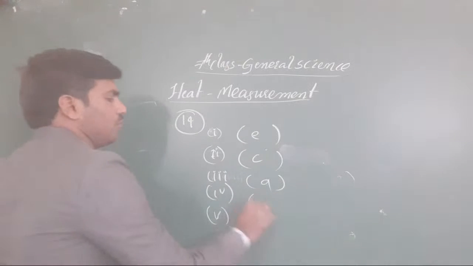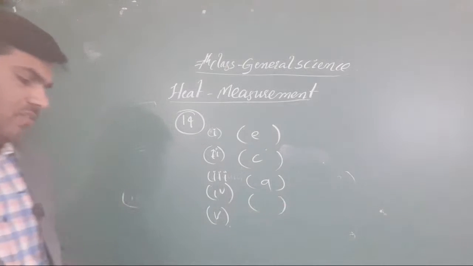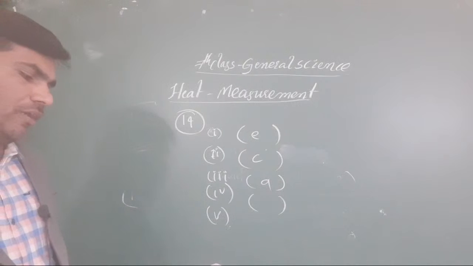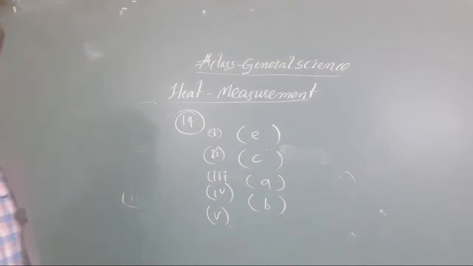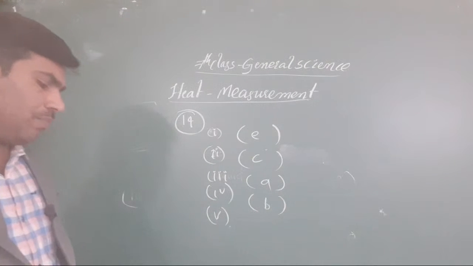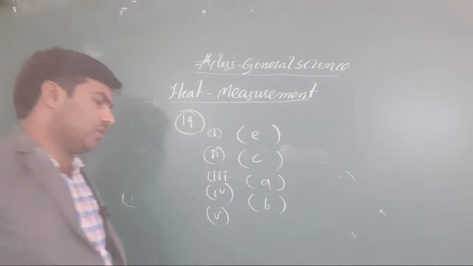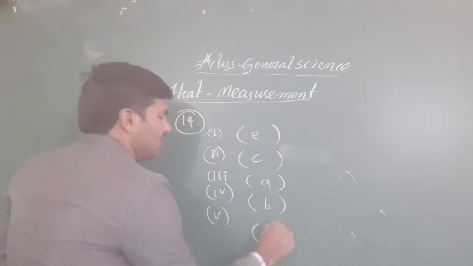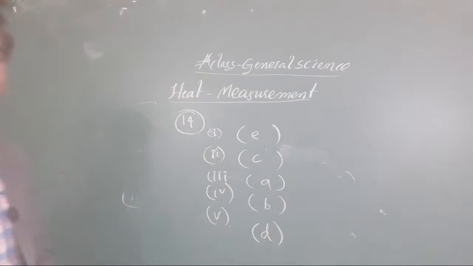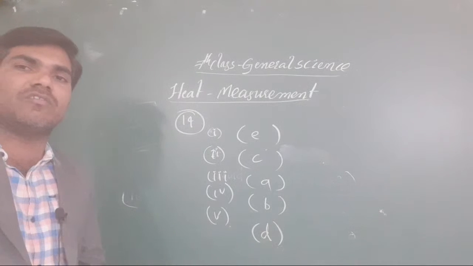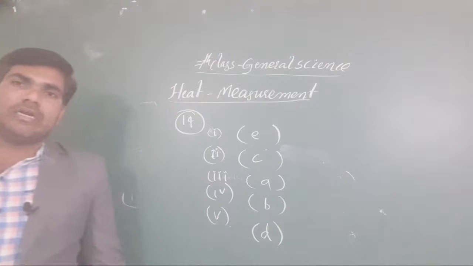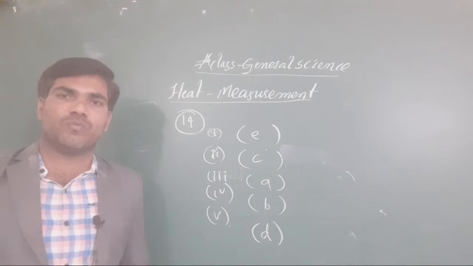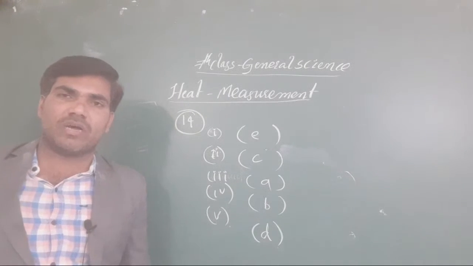And next, come to your fourth one. The fourth one is boiling point of water. It is B, 100 degrees centigrade boiling point. And the melting point of water is 0 degree centigrade. Got it or not, all the students? I hope you got it. That is the 14th answer. The match the following are there.